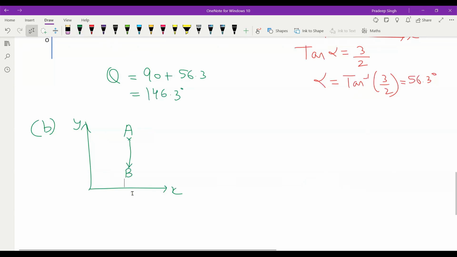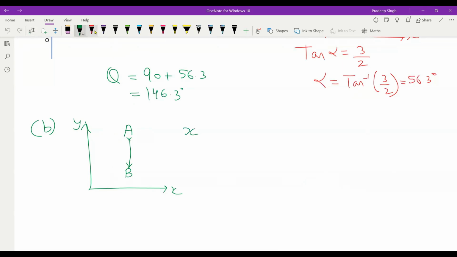Now, if you connect A and B, that is a line parallel to the y-axis. And whenever a line is parallel to the y-axis, the x coordinate for every point on that line is constant. So let us write it down.